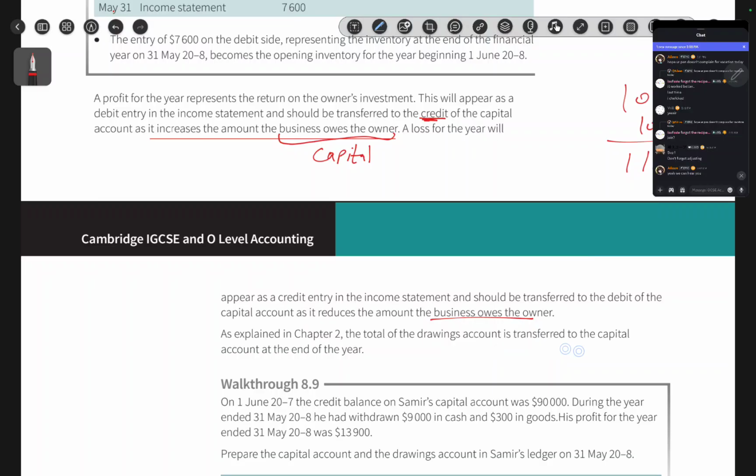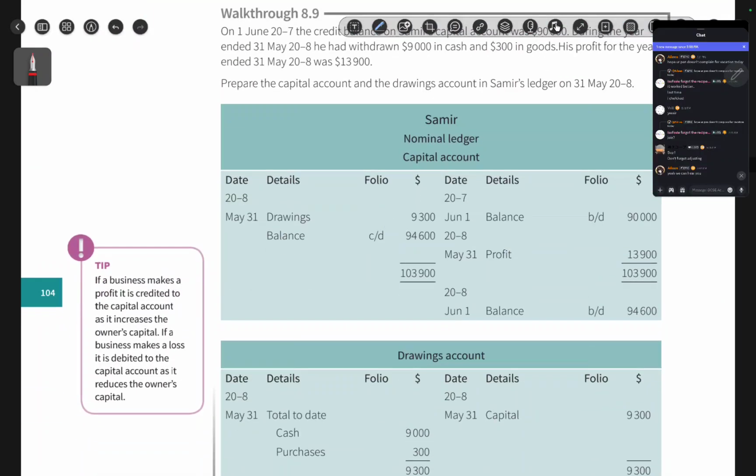The business owes the owner, again capital, it reduces the capital. The total of the drawings account is transferred to the capital account at the end of the year. Which side? Debit side. Why? Because it reduces the capital. Okay, let's have a look at an example.